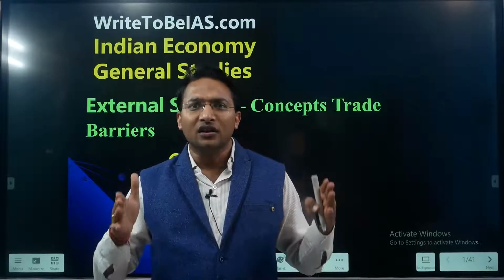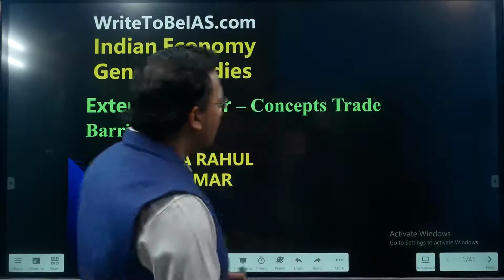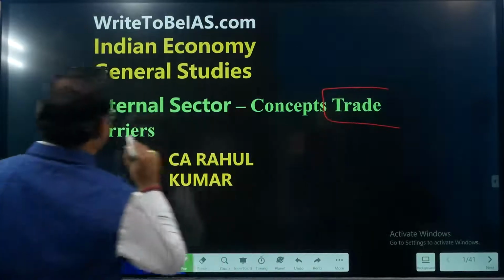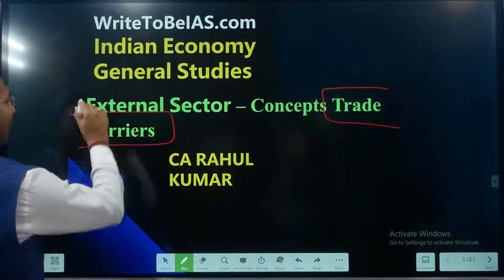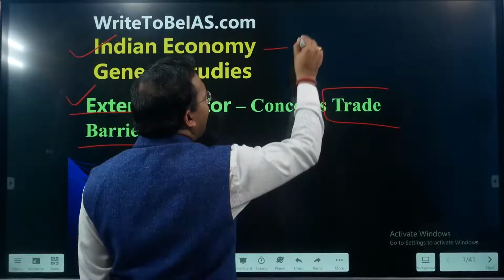So in this session we are going to discuss the trade barriers, right? The topic of the discussion in this session is trade barriers. This is part of the external sector in the Indian economy for the prelims examination.